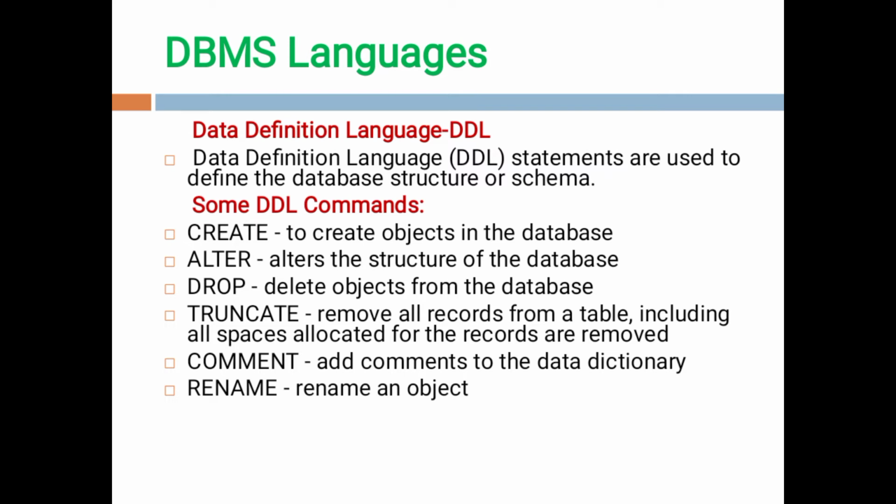To alter means to modify the structure of the database table. And the drop is to delete the objects of the database. To delete the tables or objects of the database, we can use the drop command. And truncate, the truncate command is used for removing all records from a table, including all the spaces allocated for the records.